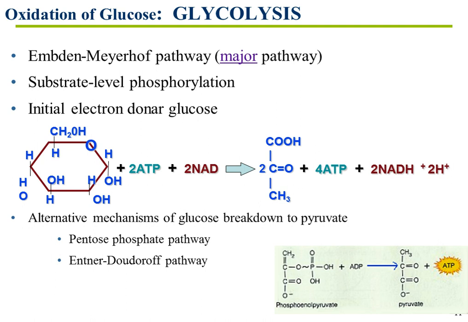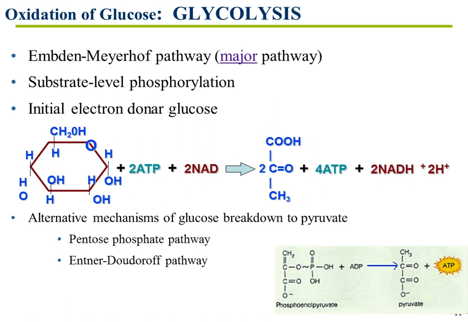Okay, first, glycolysis, breakdown of glucose, glycolysis. All right. There are different pathways for glycolysis. We are going to only look at the major one, the Embden-Meyerhof pathway. Two guys, Meyerhof and Embden, worked it out. At the bottom here, you'll see reference to the other ones, the Entner-Doudoroff pathway and the pentose phosphate pathway.